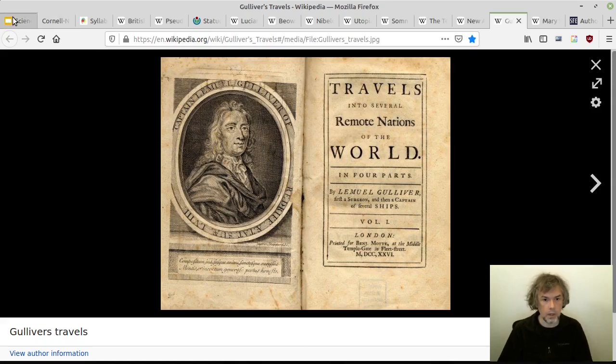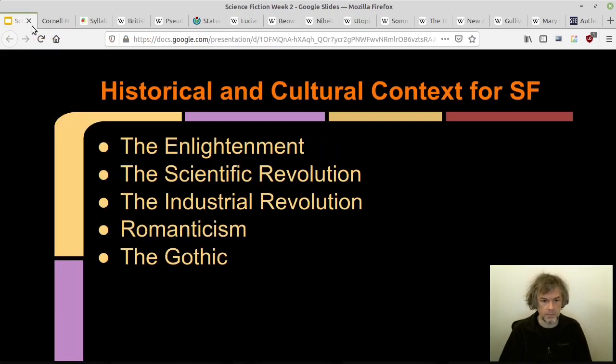So what I would like to talk about next are the historical and cultural contexts for science fiction. And so here, these are the main points that I'm going to discuss. And so you can use these as your cue words over on the left column of your notes. And then I'm going to fill in some details that you can put over on the right-hand side in your note-taking area. So first off, we have the Enlightenment, also called the Age of Enlightenment or the Age of Reason.